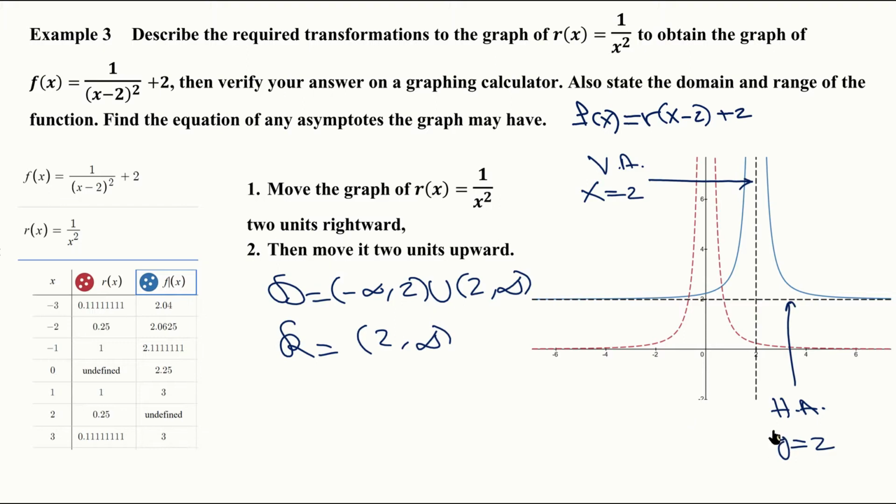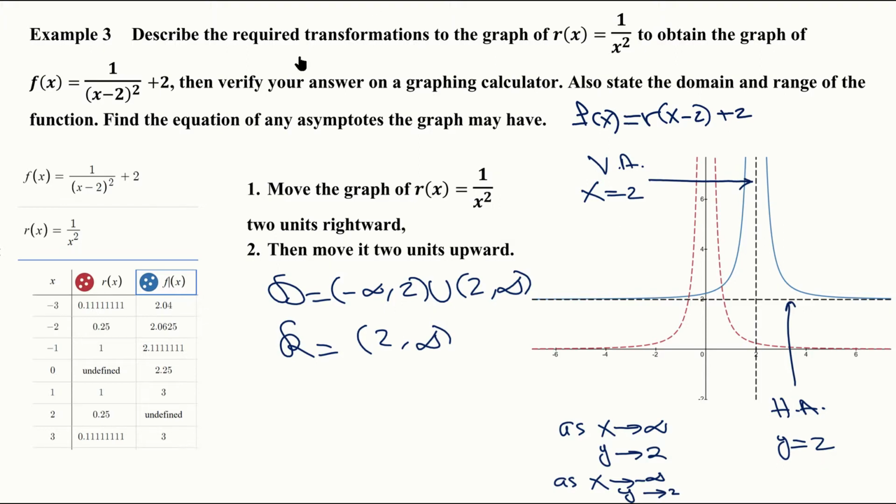Now, with respect to the horizontal asymptote, do notice the fact that as x values approach infinity for this function, the y values actually approach 2. And the same goes with x values approaching -infinity. As x values approach -infinity, the y values are also approaching 2. That's how we know that horizontal asymptote is y equals 2.